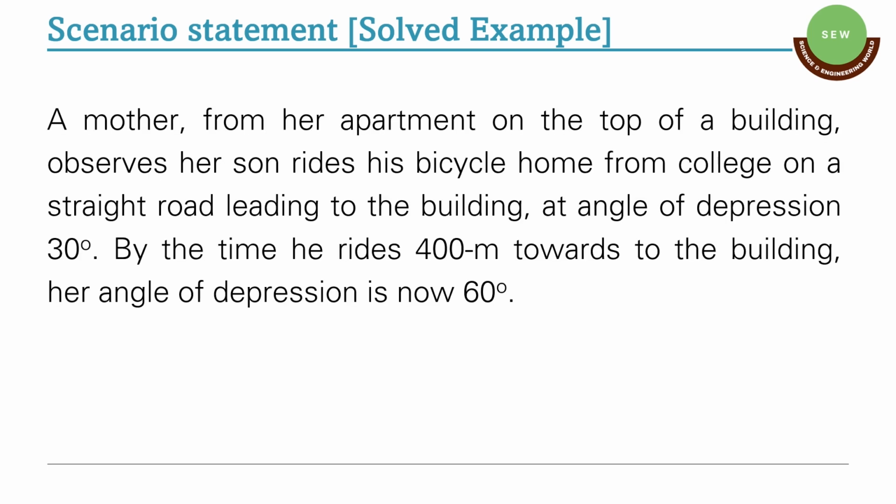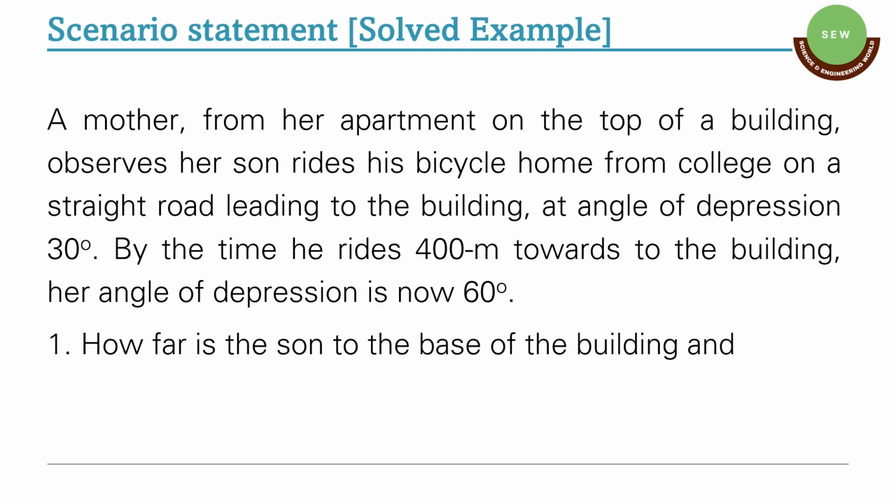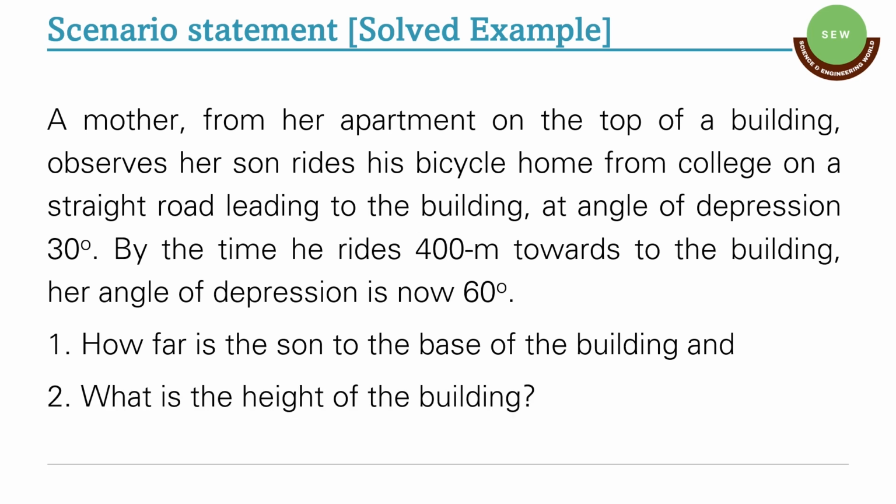I designed this to demonstrate the use of triangles. The scenario says that a mother from an apartment on top of a building observes her son ride his bicycle home from college on a straight road leading to the building at an angle of depression of 30 degrees. By the time he rides 400 meters towards the building, her angle of depression is now 60 degrees. Question 1: how far is the son from the base of the building? And 2: what is the height of the building?